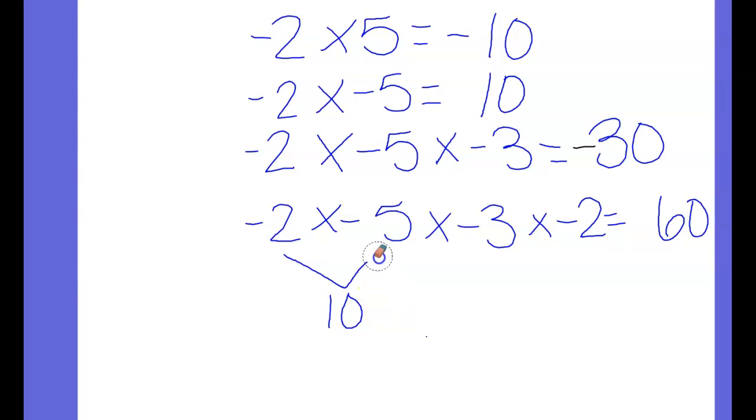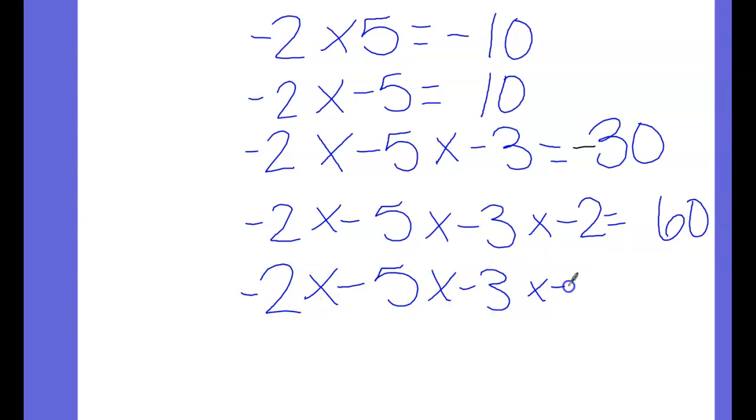Wait, then how would your last one be a negative? Because I had a negative times a negative, which gave me a positive, and a positive times a negative gave me a negative. And then negative 2 times negative 5 times negative 3 times negative 2 times negative 7 times negative 10.